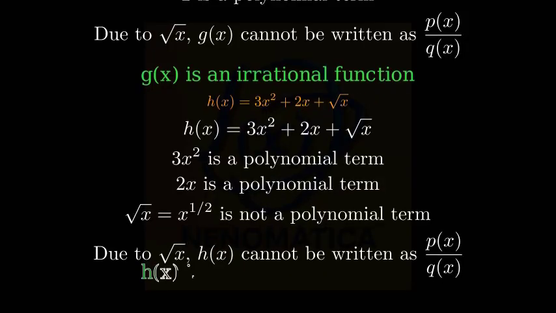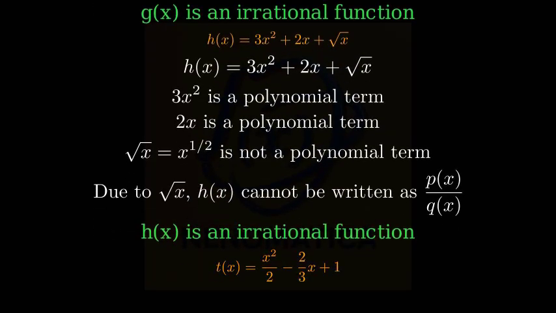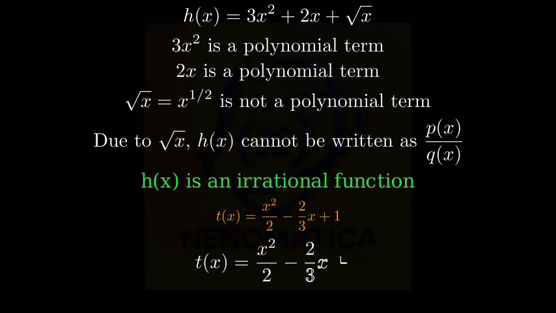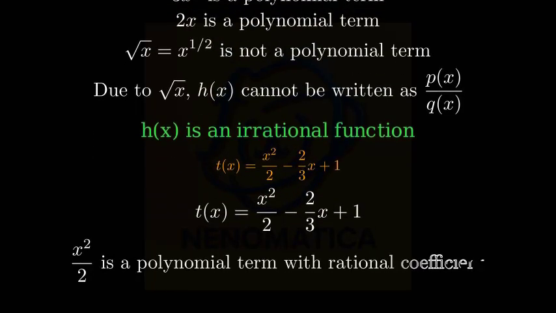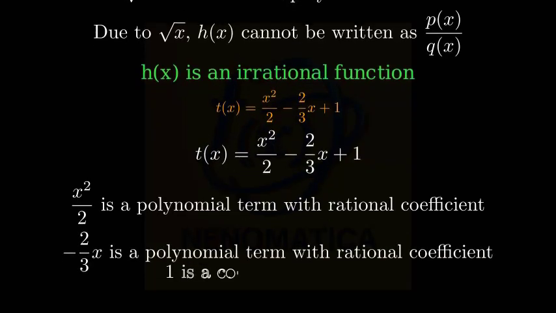Finally, let's examine our fourth example. T of x equals x squared over 2 minus 2/3 x plus 1. Let's analyze the components. The term x squared over 2 is a polynomial term with a rational coefficient. The term negative 2/3 x is a polynomial term with a rational coefficient. The term 1 is a constant polynomial.